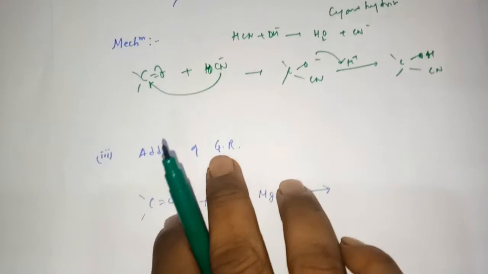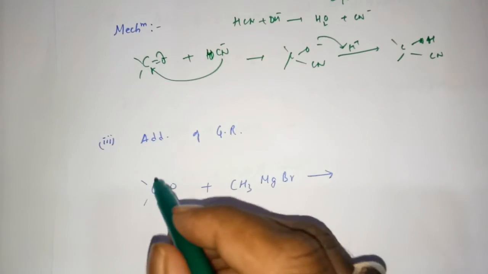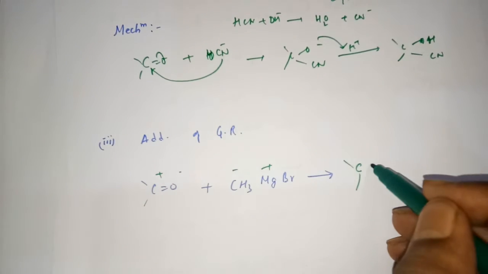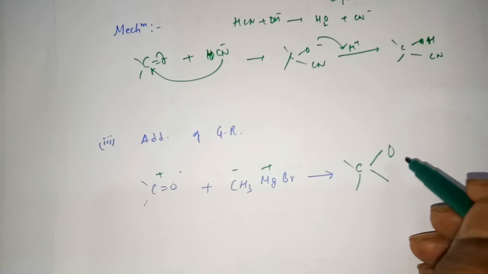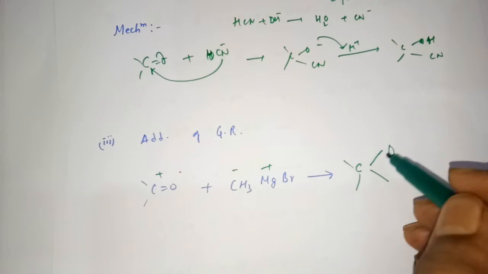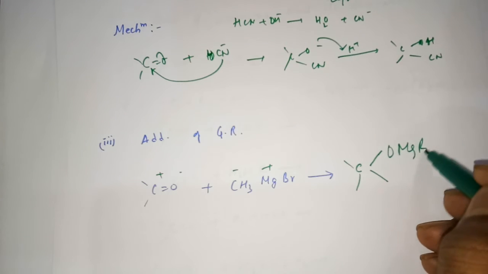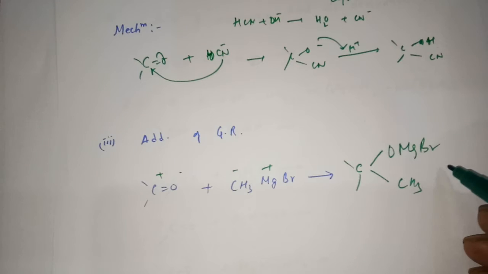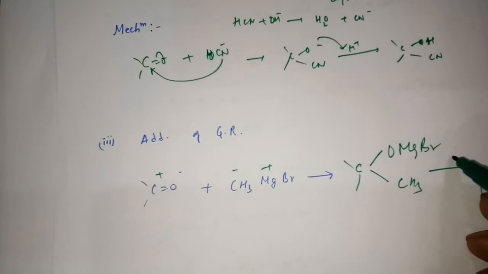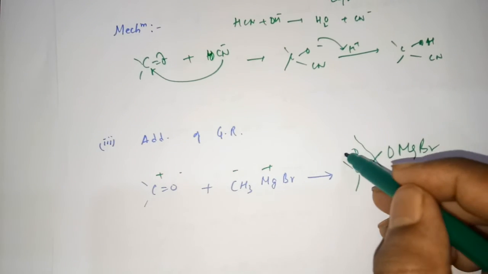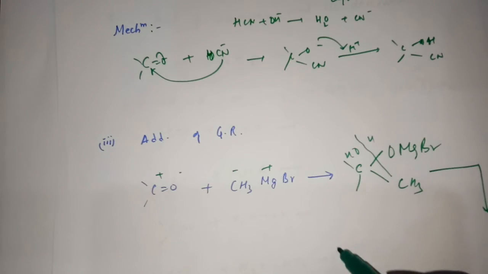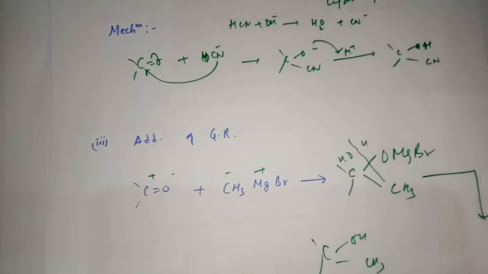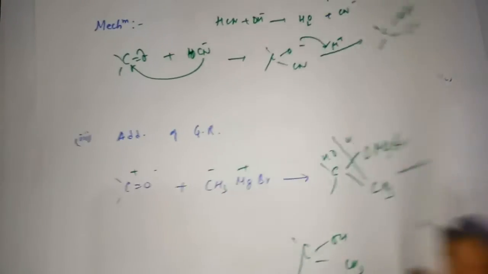Addition of Grignard reagent. Obviously it is positive and negative, and negative and positive, and they add like that. This double bond clips out. O negative will take MgBr and the carbon will attach to its CH3. Then do hydrolysis. Hydrolysis breaks this one, H goes here, H goes here, so that gives the product as alcohol. From Grignard reagent we are getting alcohol.